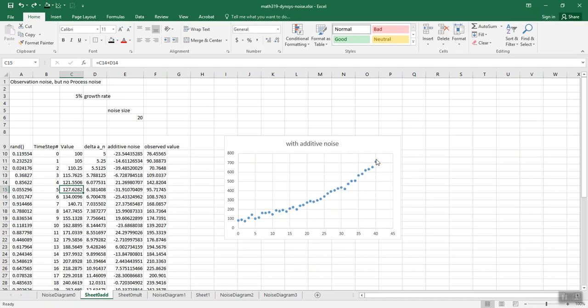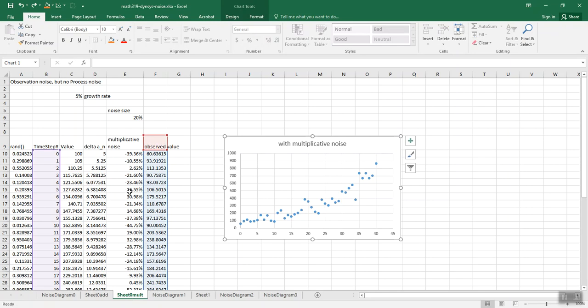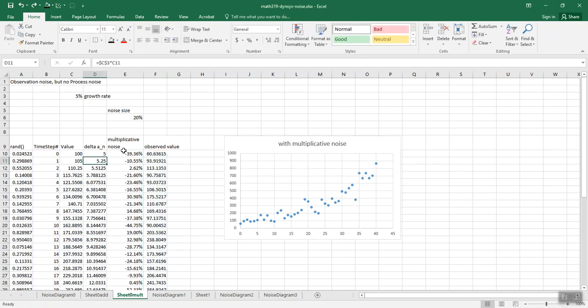Notice the wiggling over here where the y values are large, like 700, is about the same as the wiggling over here where the y values are small, like 100. So that's additive noise, additive observation noise. We can look at multiplicative observation noise.